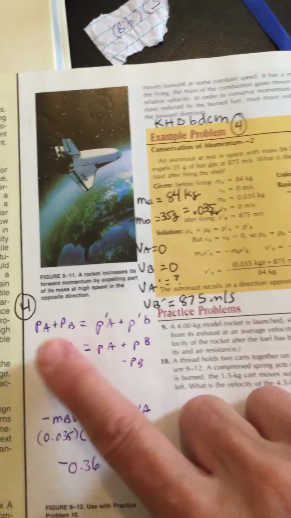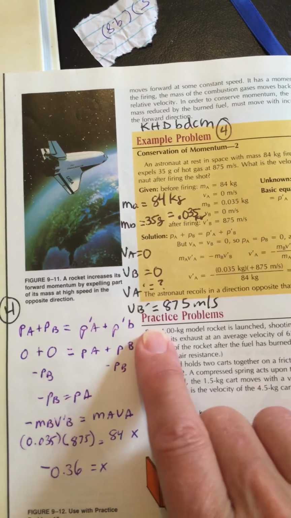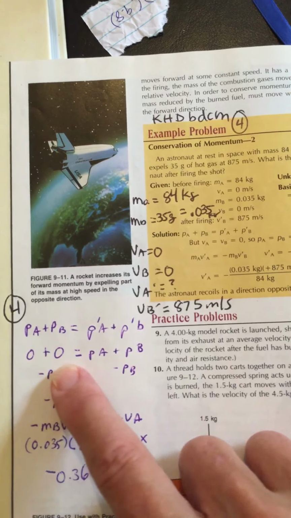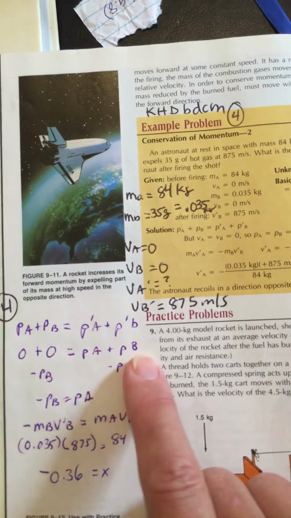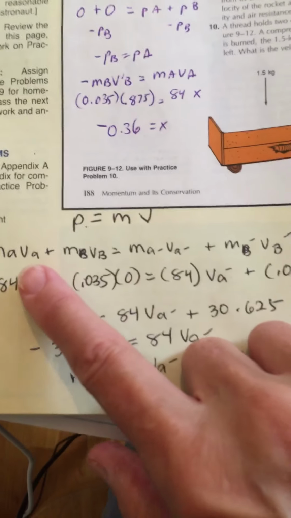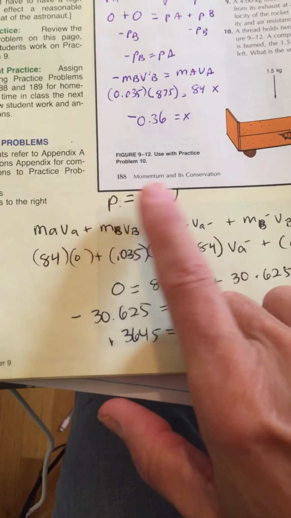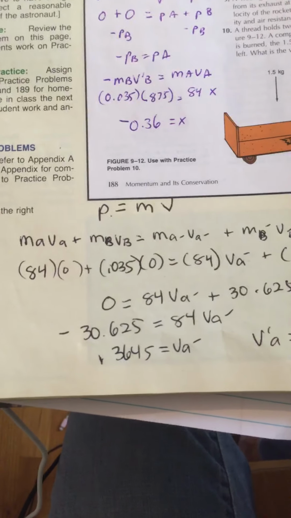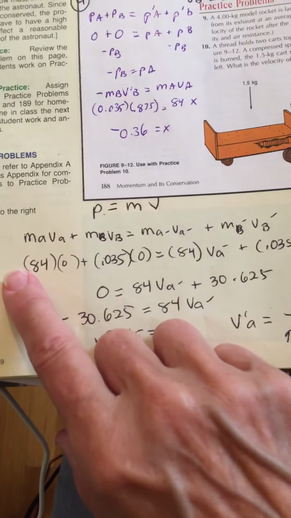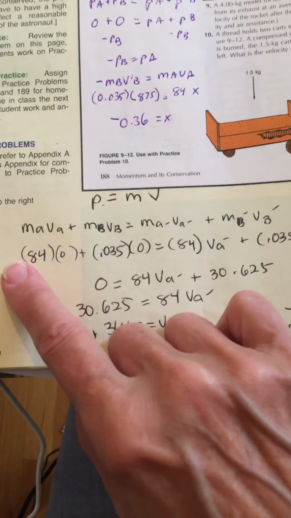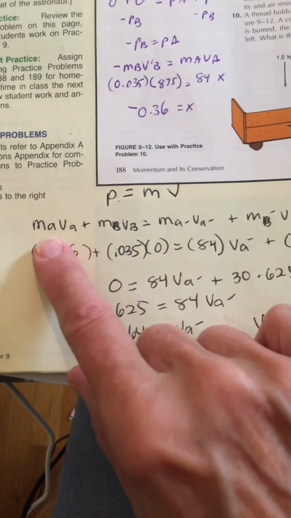Okay, so now we think, is there a formula about this? And yes, there is. Momentum before equals momentum after. Our momentums before were 0, and they are going to equal our momentums after. So I went ahead down here. My formula is momentum is mass times velocity. So I went ahead and showed you why those were zeros, just in case you didn't understand that.